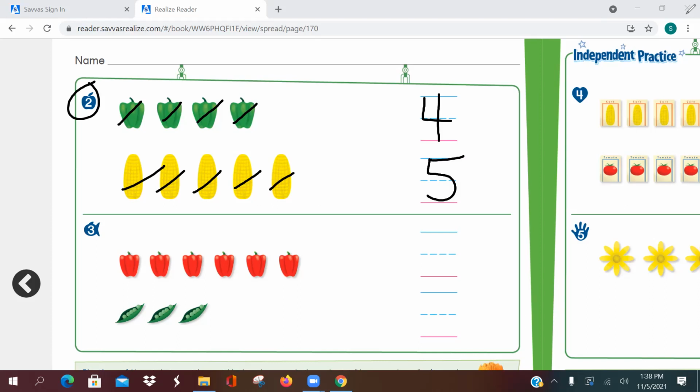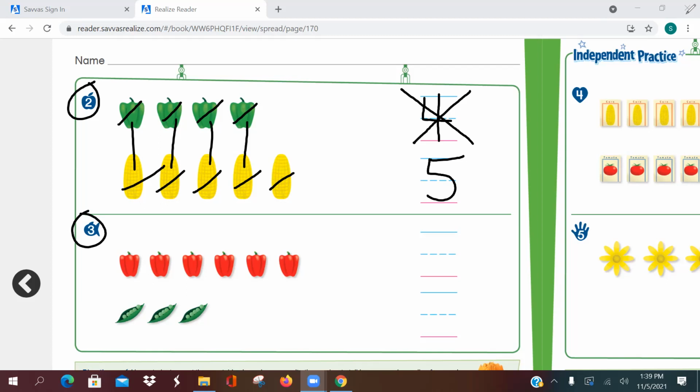Then what we're going to do is draw a line from the top vegetable to the bottom group, and we're going to mark an X on the number that is less than the other number. So let's compare the two and find out which group is less. It looks like the bell peppers is less, so we are going to put an X on 4, since 4 is less than 5. All right, let's go to number 3.